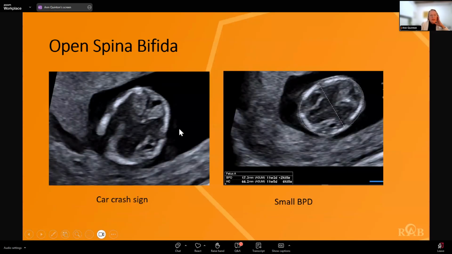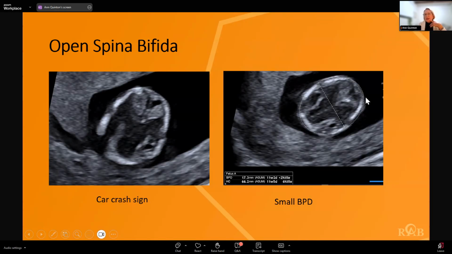In this same fetus, we can see the car crash sign here. So there's absence of the cerebral aqueduct, and we can see the peduncles and the thalami being pulled down towards the occipital bone here posteriorly. And then this is an open spina bifida, so we've got leaking CSF, so the fetal skull is small, giving us a small BPD, and again we can see the car crash sign at this level.